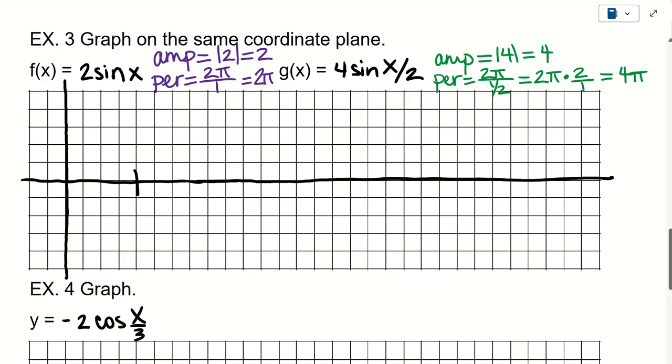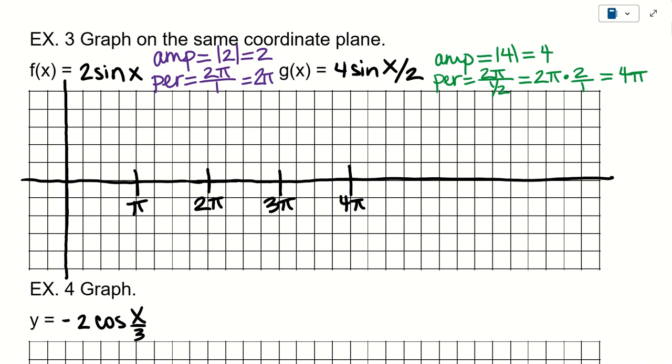So I'm going to go and mark off every 4 spaces. I could have done 6 spaces or 8 spaces or whatever number I want, but I'm going to mark off every 4 spaces. So that means this last mark is 4 pi. Whatever number I determine is the period, then I'm going to divide it up into 4 even spaces. So 4 pi cut in half will be 2 pi. Cut in half again will be 1 pi. And then halfway between 2 pi and 4 pi will be 3 pi.